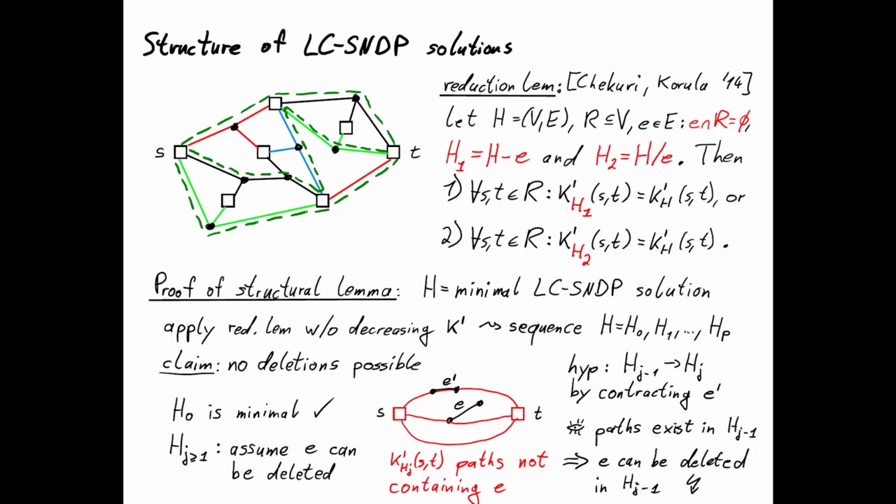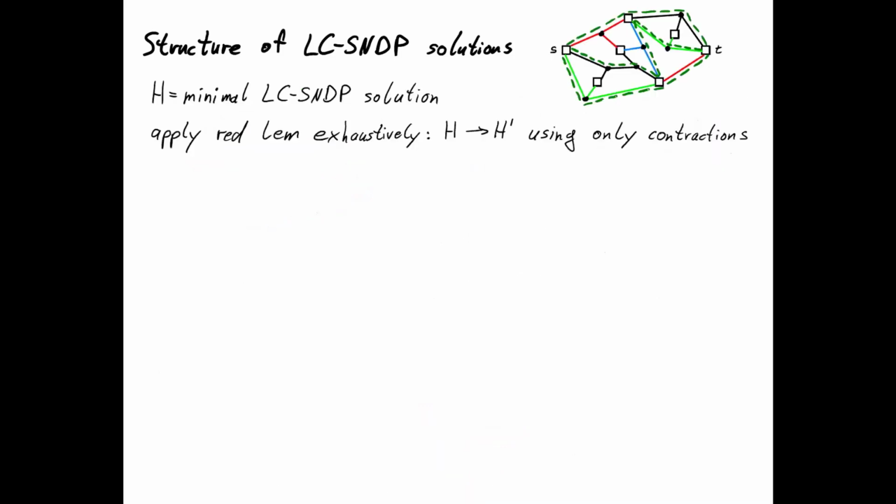Okay, so that means I can apply the reduction lemma repeatedly, and I know now that I only do contractions without decreasing the element connectivity between any terminal pair. Okay, so what do I do now? Now I just apply the reduction lemma exhaustively. So I get a new graph H prime. I only used contractions, and the element connectivity is the same as before.